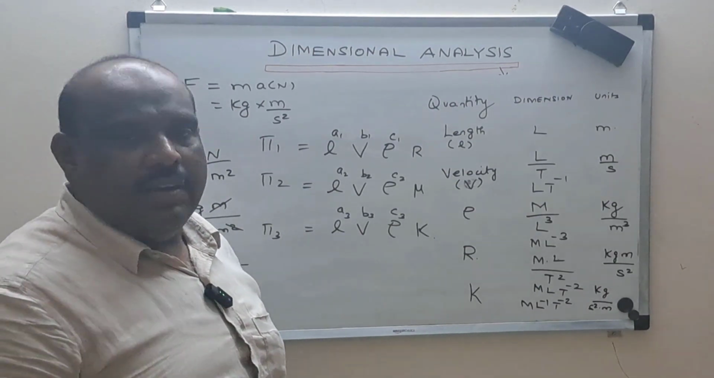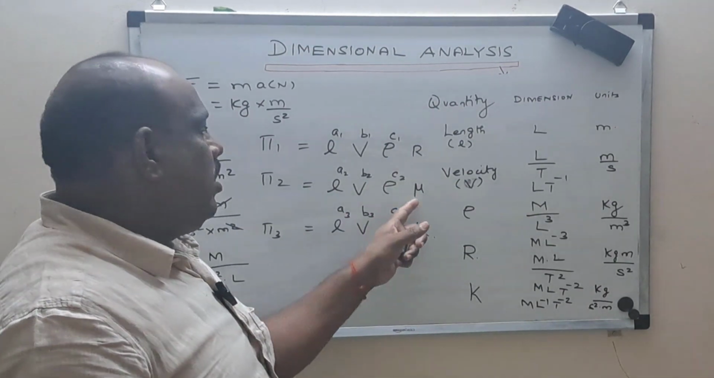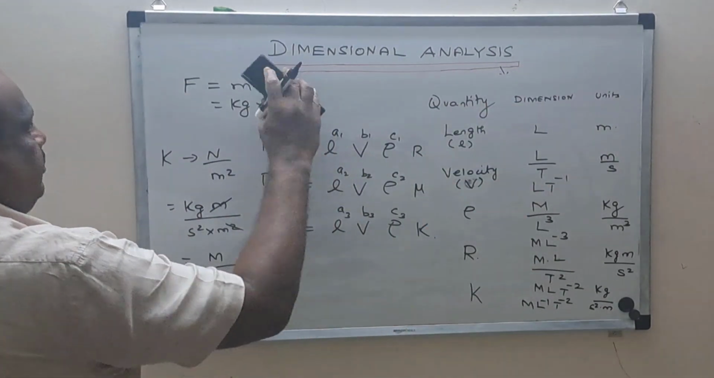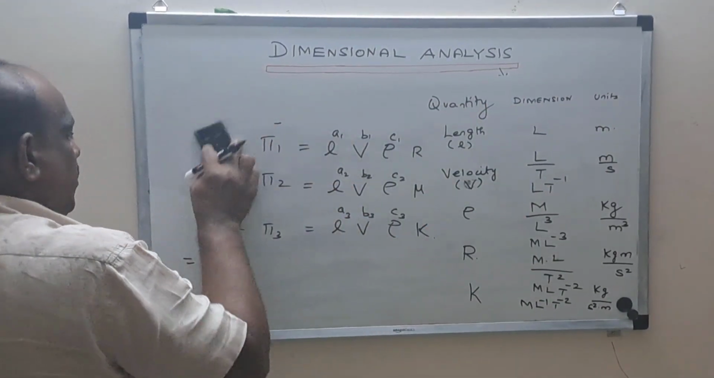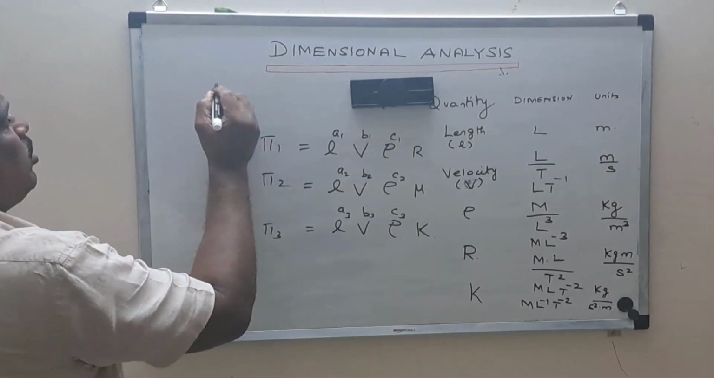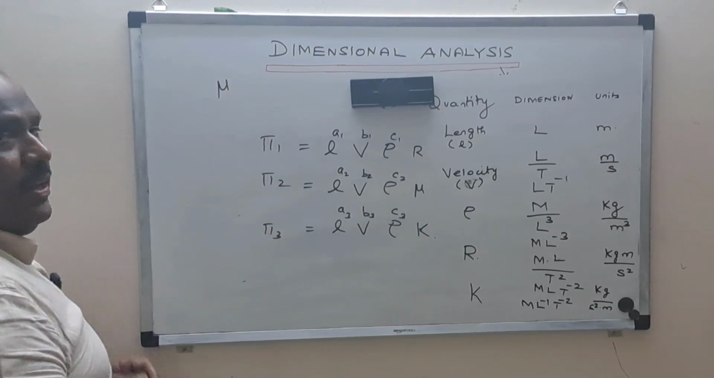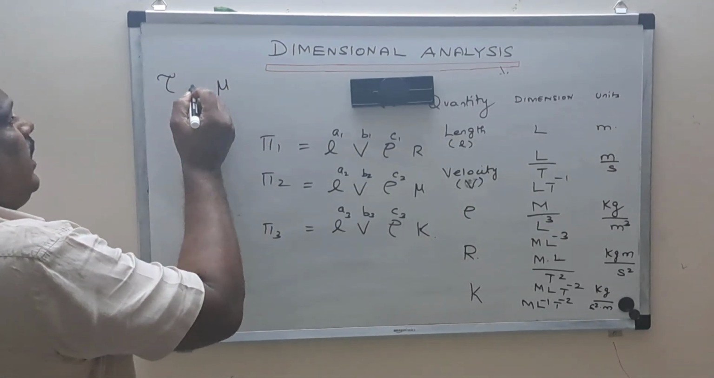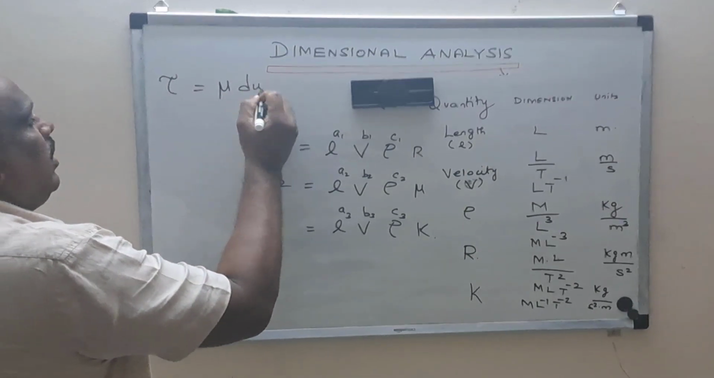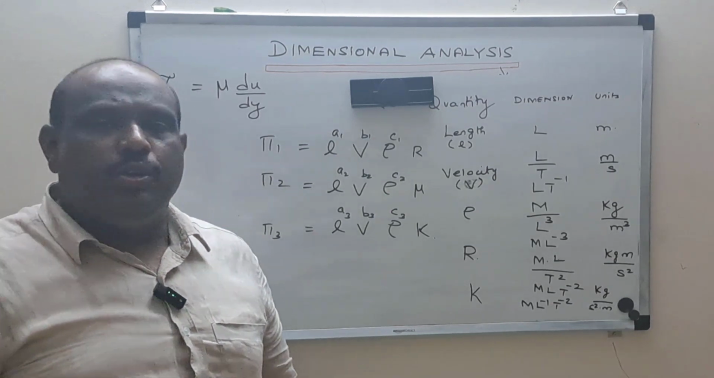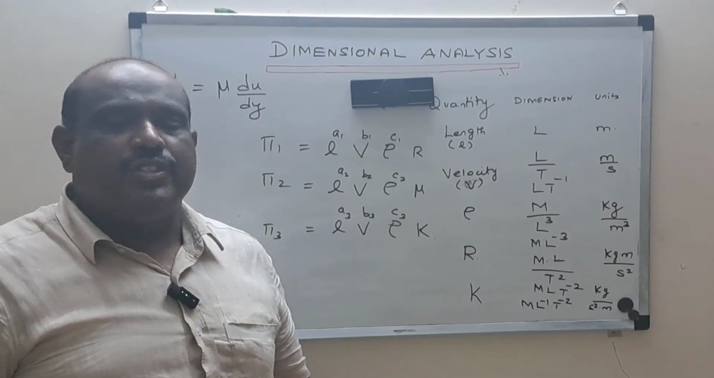Only one more term is left out, which is mu. You have to find the value of mu. Okay, we'll do that also. How to find the dimensions of mu? Mu is nothing but the coefficient of dynamic viscosity. We should know Newton's law of viscosity: tau equals mu into du by dy is called Newton's law of viscosity.